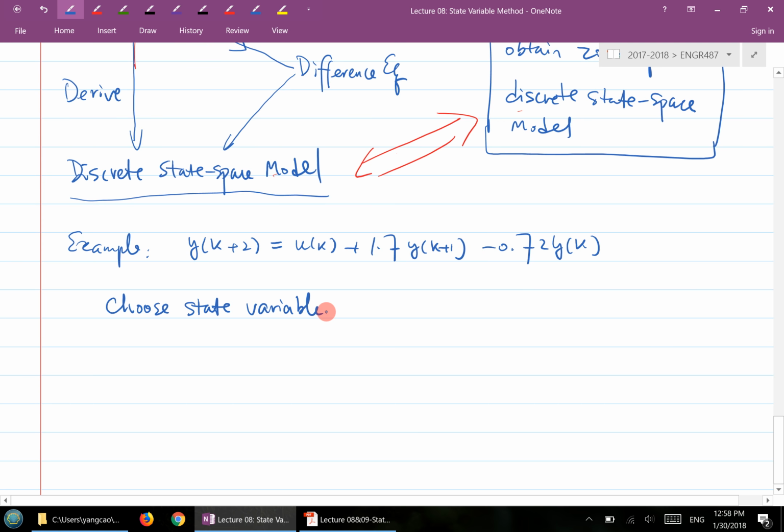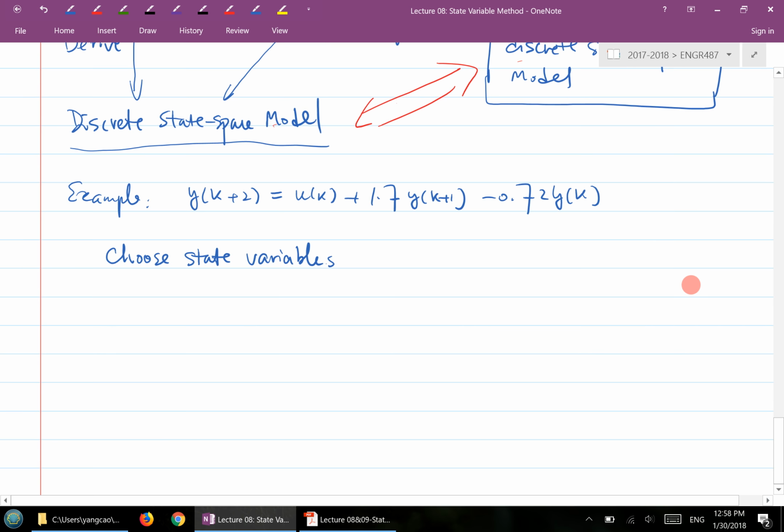Okay, the first step is always to choose state variables. This is a second order system, because the highest order difference is k plus 2, and this is k, so it's a second order system. You're actually going to be able to pick two states here. Picking the state variables is, I would say, a tricky business. It's not a unique solution; you don't have to stick to one way to pick them. But there are certain patterns you can follow. So we pick two here.